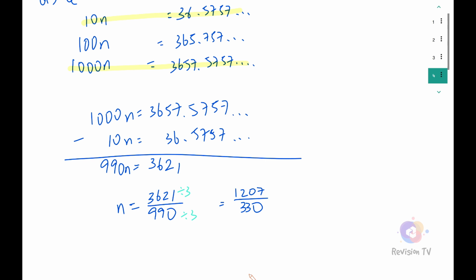I need to check if it's divisible by 3. 1 plus 2 is 3. 3 plus 7 is 10. So it's not divisible by 3. Not divisible by 5. What about 11 though? Not as well. So yeah, we're done.